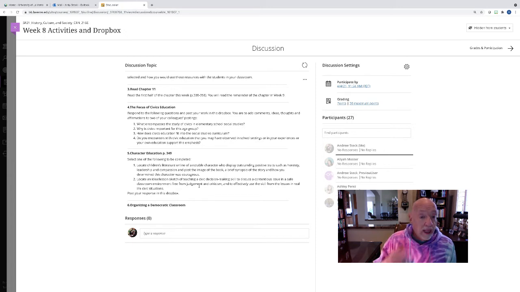Or you can locate an idea or a lesson sketch. It doesn't have to be a lesson plan, and you're not creating a lesson plan, but it's a lesson plan you found online or a lesson idea that teaches a civic decision-making skill to discuss a contentious issue in a safe classroom environment free from judgment and criticism, and to effectively use that skill from the lesson in real life civic situations. So you have a choice here.